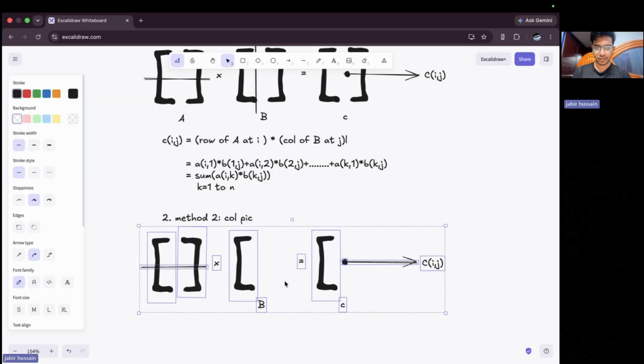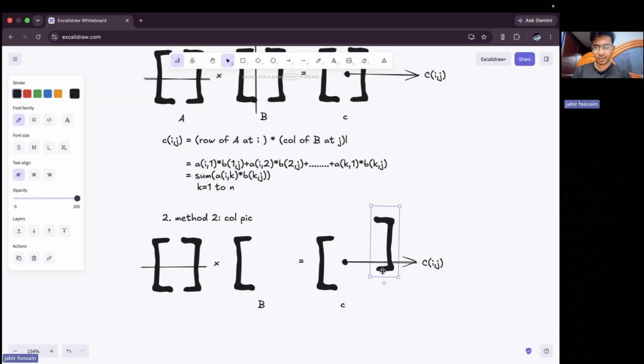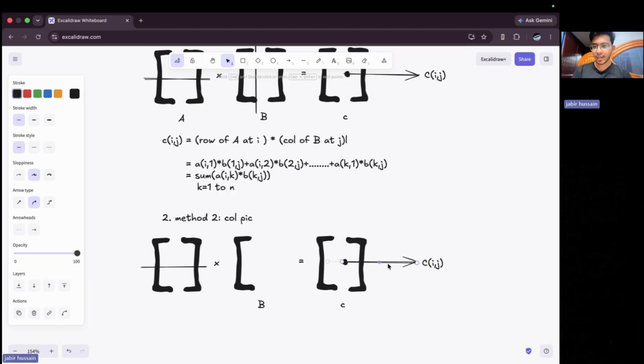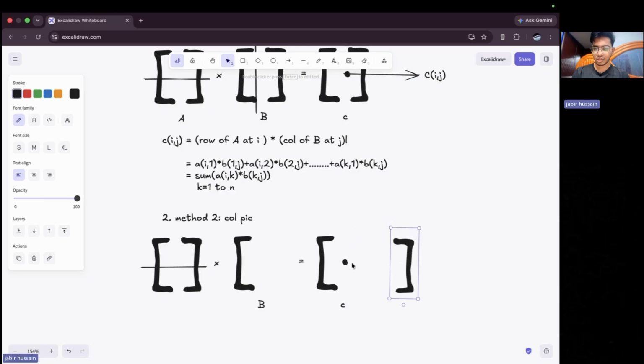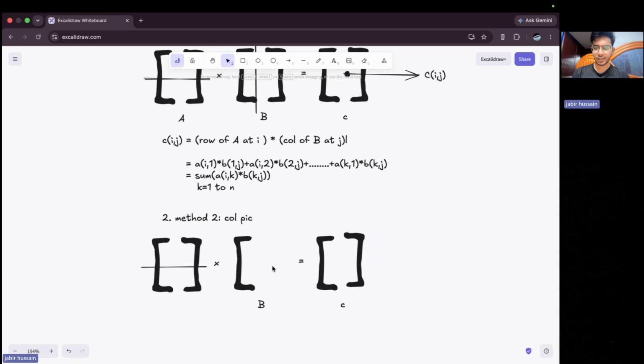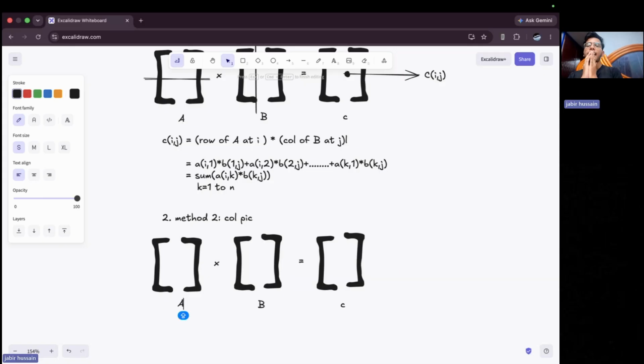Let me copy and paste this as well, bring it in here. Let me remove this point and all, we don't need this. Because I don't have a whiteboard, it is taking a bit longer, but it's all right. I'm bringing this bracket here, and this is our A and this is our B. Now the column picture says that, let's say you have matrix A and matrix B.